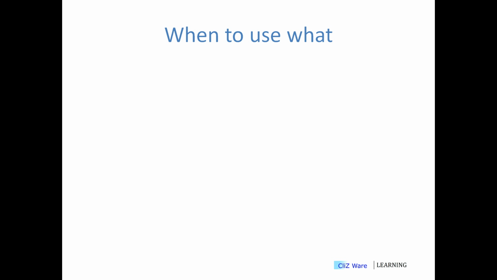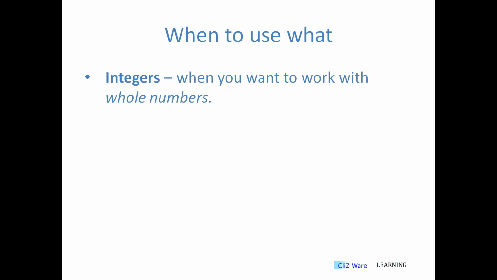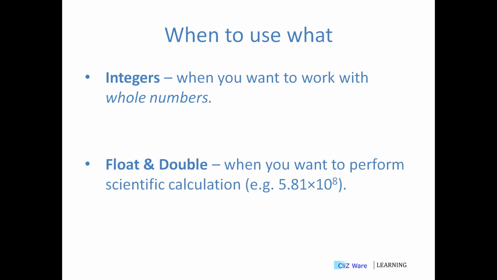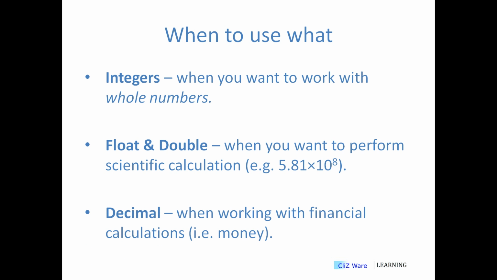And now let's return to this question: when to use what? Integers, when you basically want to work with whole numbers, as I mentioned, then integers are really good. Float and double, scientific calculations, so you can see 5.81 times 10 to the power of 8, a typical example. And decimal, when something is about money and finance, then you should definitely use decimal.